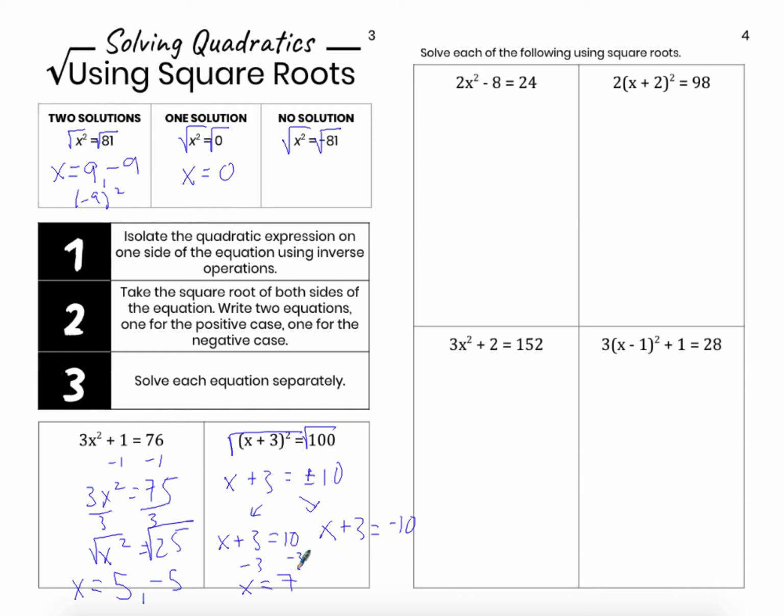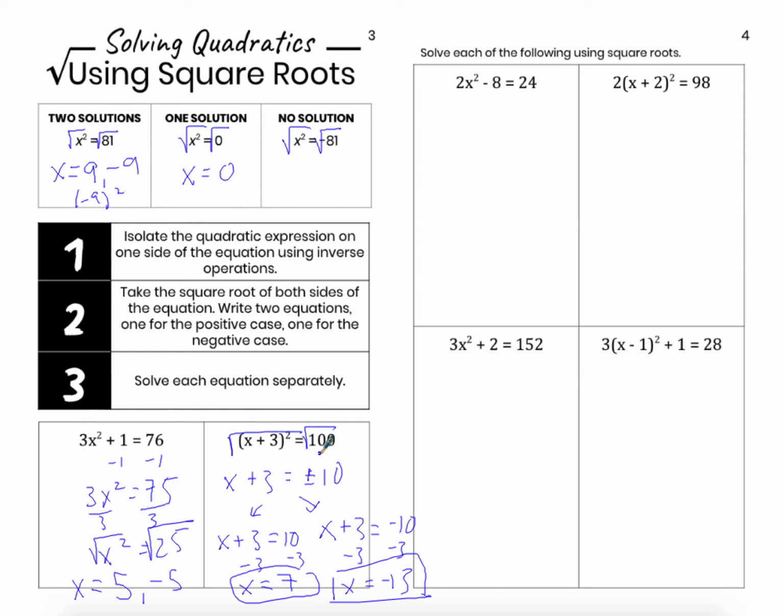That gives me 2 solutions, x equals 7 and x equals -13. Again, this takes into account the fact that whatever's inside the parentheses can equal 10, so that when I square it, I get 100. Or what's inside the parentheses can equal -10, so that when I square it, I get 100. And indeed, 7 plus 3 is 10. 10 squared is 100. -13 plus 3 is -10.